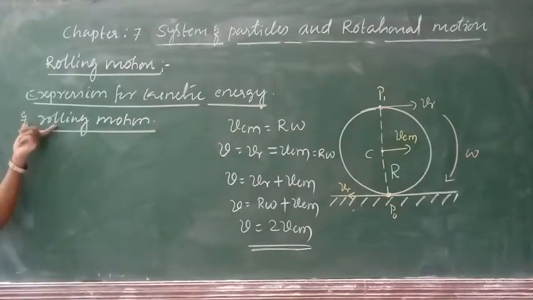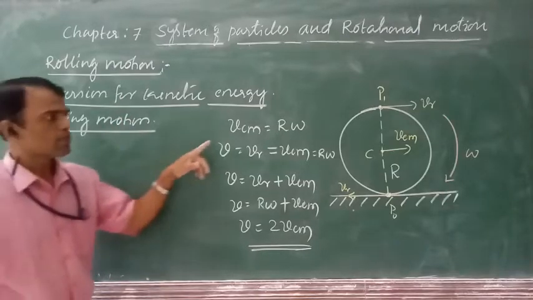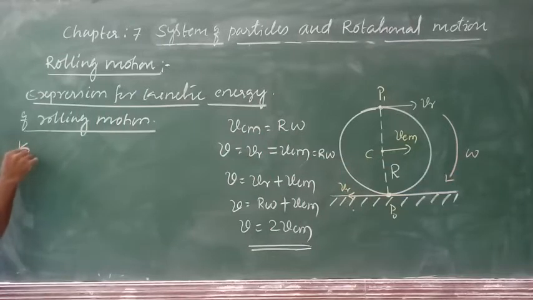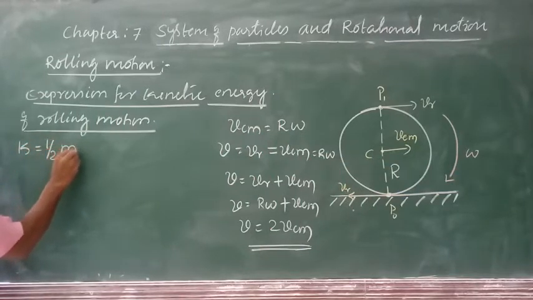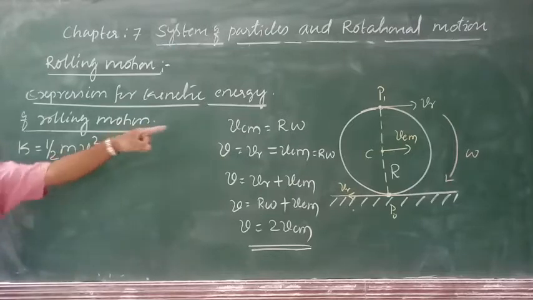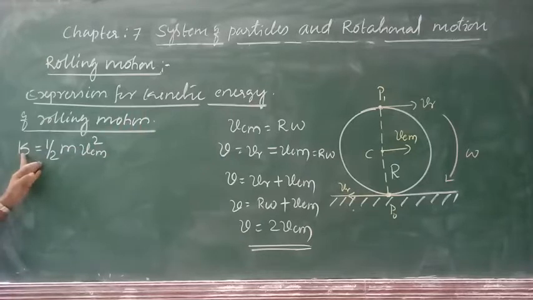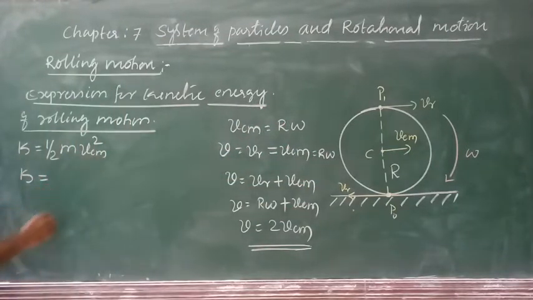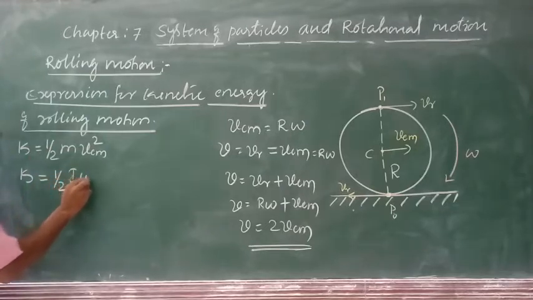Now let us see the expression for kinetic energy of a circular disc which rotates with angular velocity omega. We know that the kinetic energy of translational motion is given by K equals half m Vcm square. The general formula is K equals half m v square, but v is replaced by the velocity of center of mass. Similarly, the kinetic energy of a rigid body rotating about an axis with moment of inertia I and angular velocity omega is K equals half I omega square.